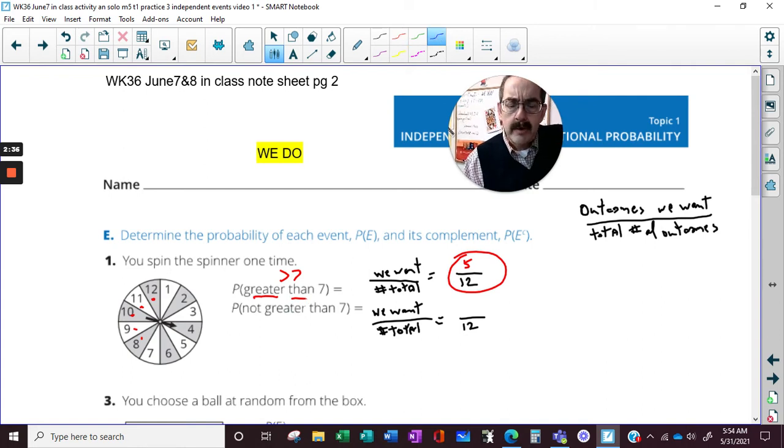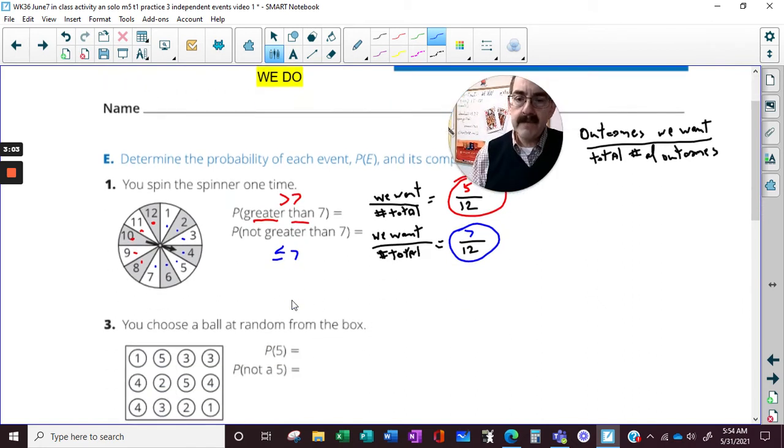Not greater than 7. Not greater than. Less than or equal to 7. All the others. 1, 2, 3, 4, 5, 6, 7. Okay. Cool. We put them together, we would get the whole thing. So we have everything bigger than 7 and everything not bigger than 7. Okay? All right, let's move on.